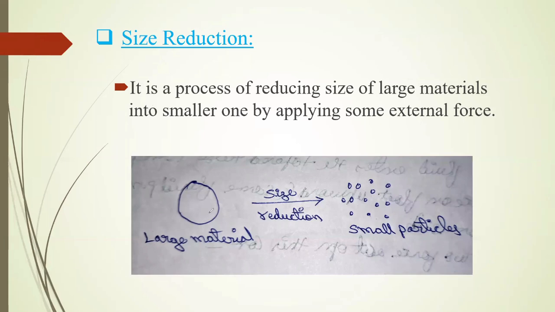Size reduction, as the name itself says, means reducing the size of the particle. For example, in this picture, as you can see, one large material is there. For that large material, we will reduce the size by some process. We will discuss in detail which process. By that process, we will reduce the size of a large material into smaller particles. So this is the size reduction.